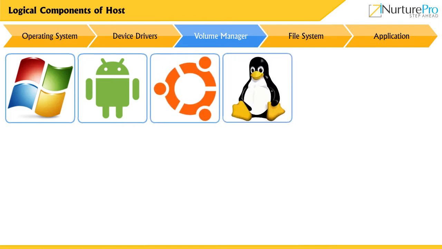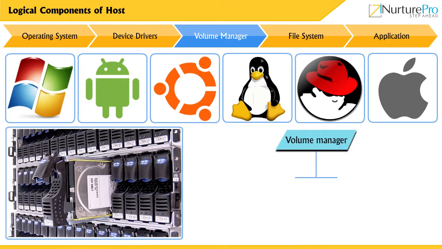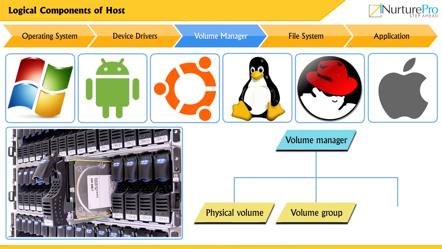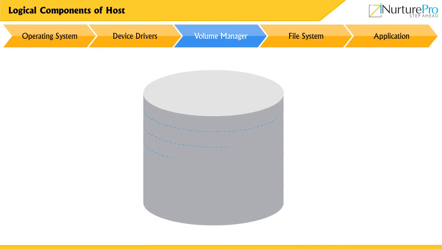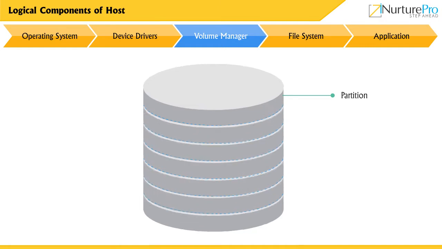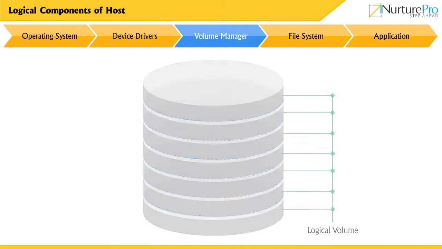Volume manager is the software in an operating system that controls capacity allocation for storage arrays. Three components of volume manager are physical volume, volume group, and logical volume. It also allows disk partitioning to improve flexibility of disk drives. While partitioning, a disk drive is divided into logical containers known as logical volumes. A disk drive can be partitioned into multiple logical volumes.